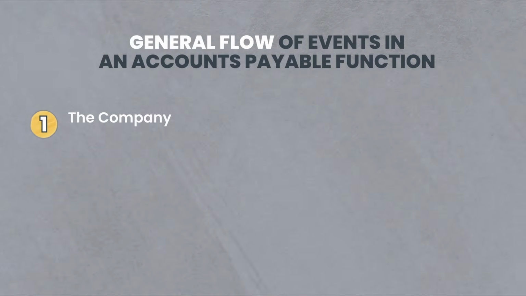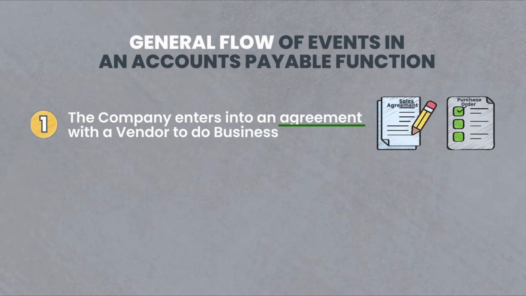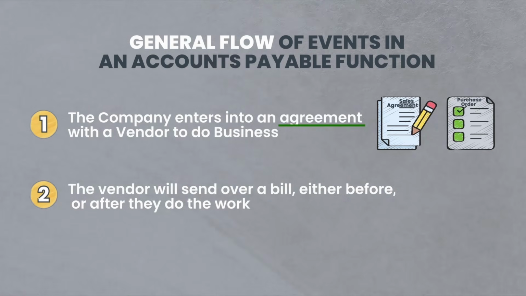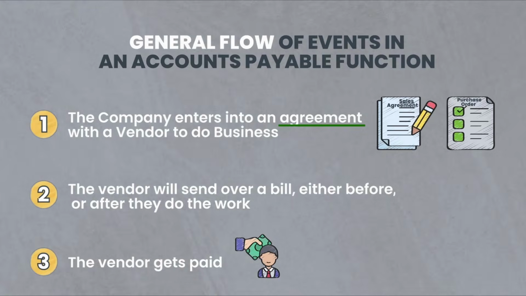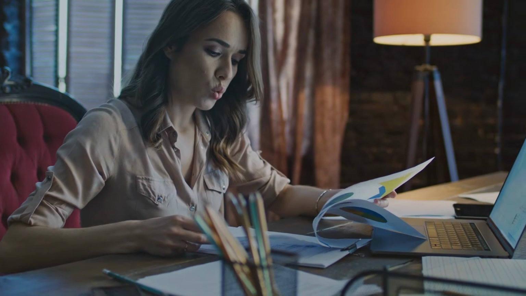So here's the general flow of events that happens in an accounts payable function. The company enters into an agreement with a vendor to do business. Now, this should be supported by either a sales agreement or a purchase order, or ideally both. Then, the vendor will send over a bill, either before or after they do the work. The due date is all dependent on what's stated in your agreement. After that, the vendor gets paid. Now, this is just a simplified version of a full accounts payable process, but there are tons of factors to take into account to ensure that you're remaining efficient and that you're only processing bill payments for approved vendors.